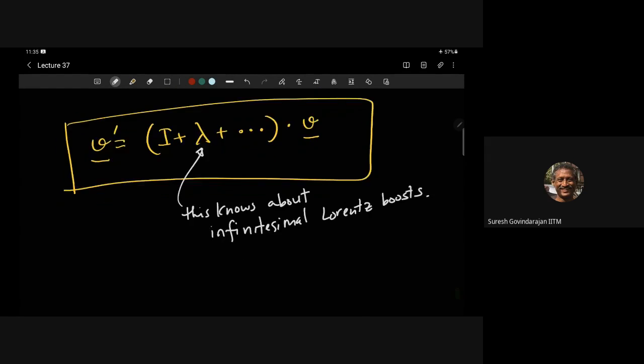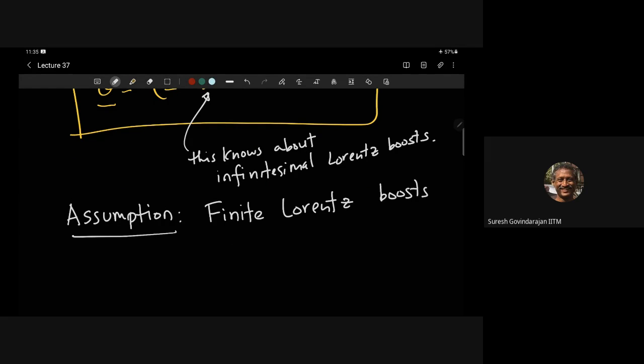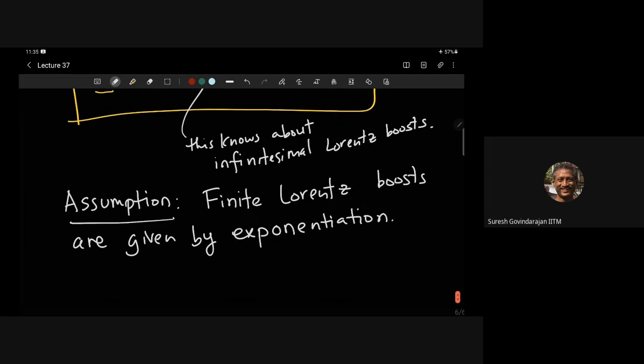Now we will make an assumption. Finite Lorentz boosts are given by exponentiation. That means we are saying that there is a Lie group.